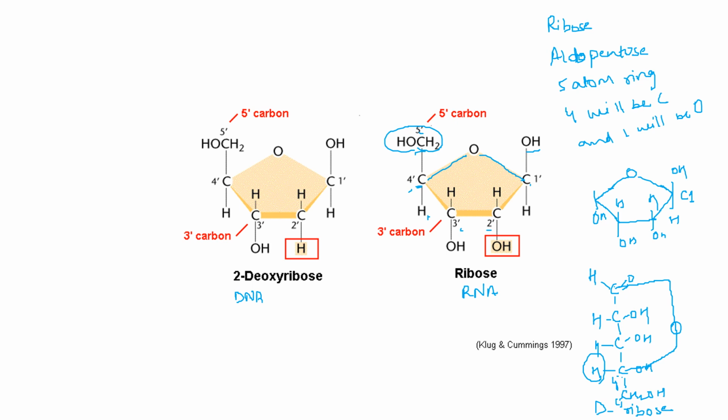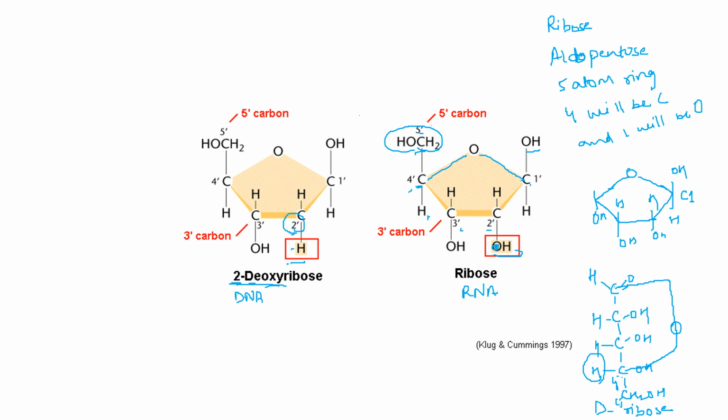This is how you will make the pyranose form of ribose. Now deoxyribose differs from ribose in only one way: on the second carbon there is an OH in ribose, and in the case of deoxyribose it is H. So it is 2-deoxyribose. Deoxy means removed or lacking oxygen: the oxygen at the second carbon has been removed.